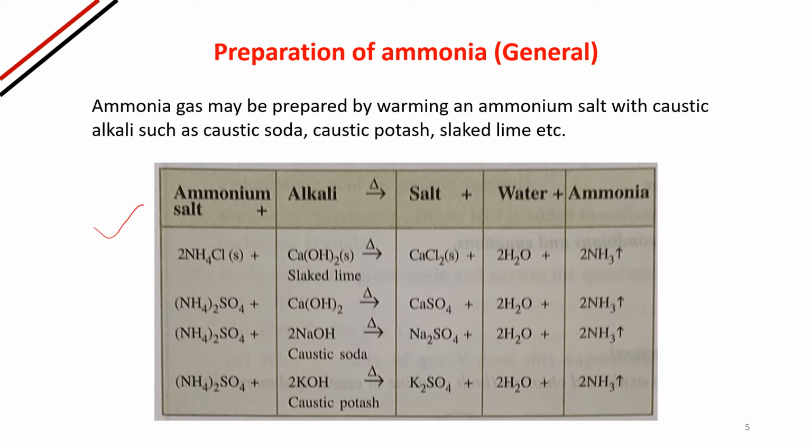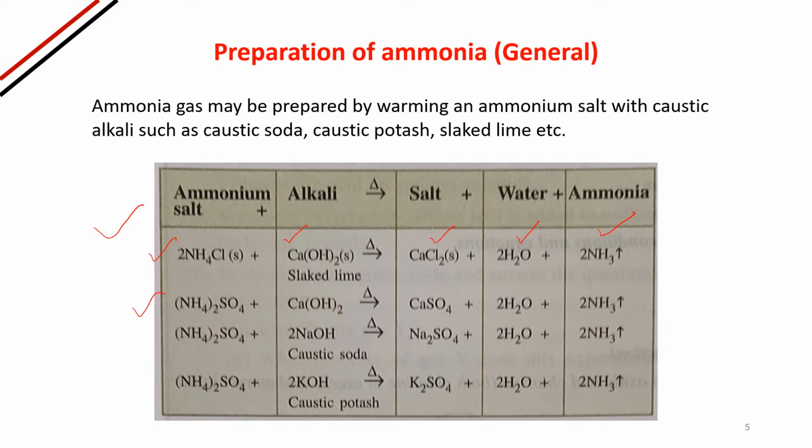See here the reactions. NH4Cl, this is an ammonium salt. When it reacts with an alkali, that is Ca(OH)2, slaked lime, if you are heating this, you are getting a salt, that is CaCl2, and water and ammonia will be produced.